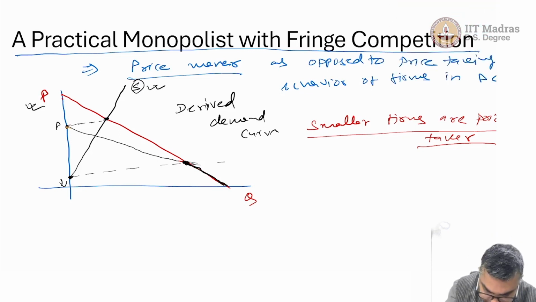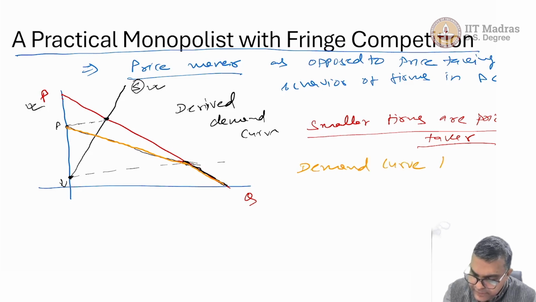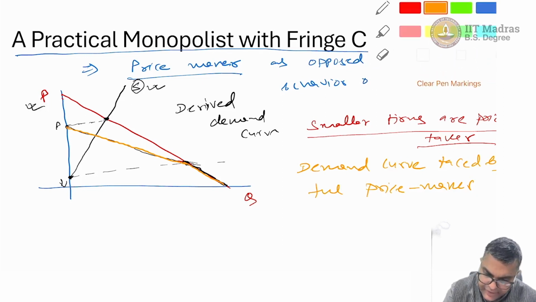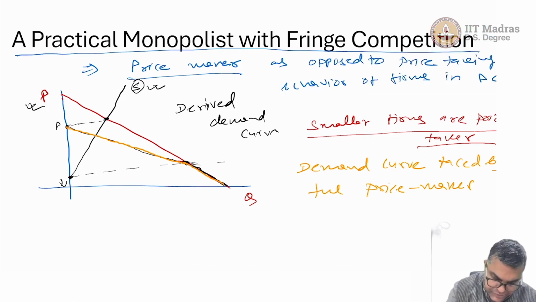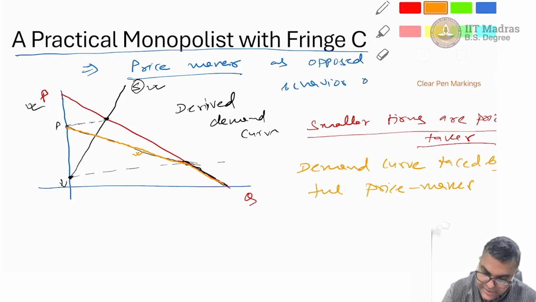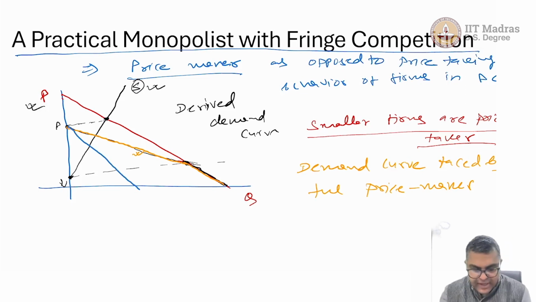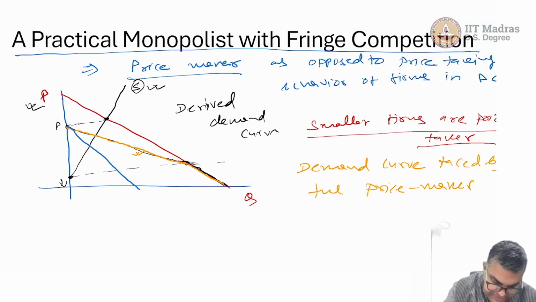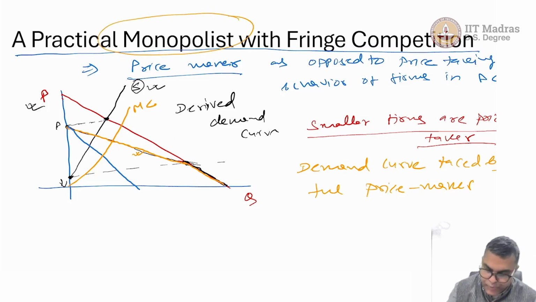So let me draw it once again. This is the demand curve faced by the price maker, a firm that is like a monopolist. If this is the demand curve that the monopolist is facing, we can also obtain the marginal revenue curve that this firm would be facing. And then let us say this is going to be the marginal cost curve of the price maker, the practical monopolist. Price maker is equal to practical monopolist.